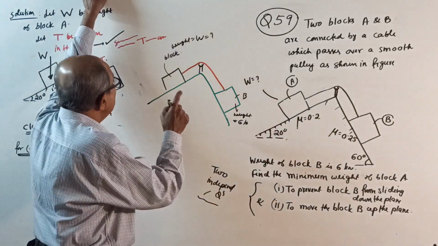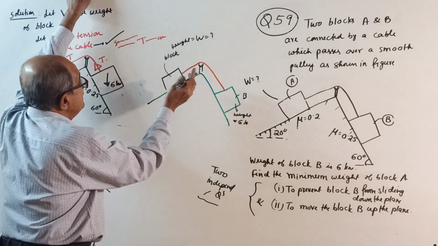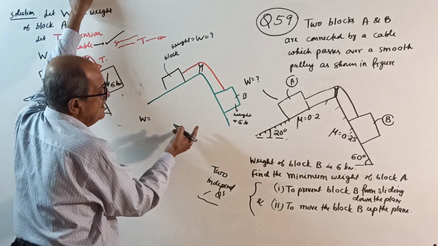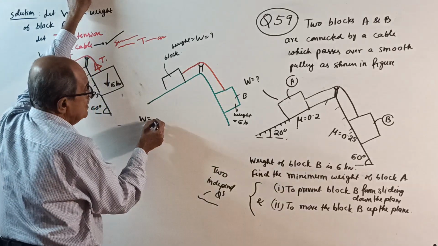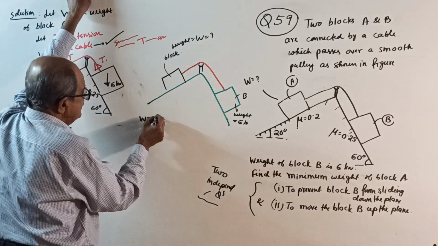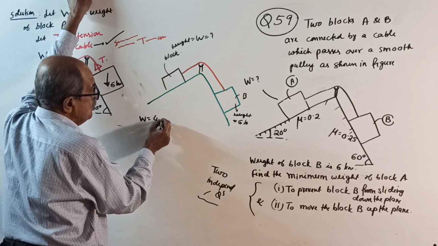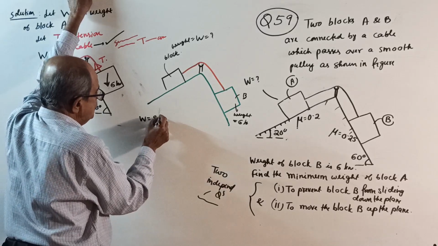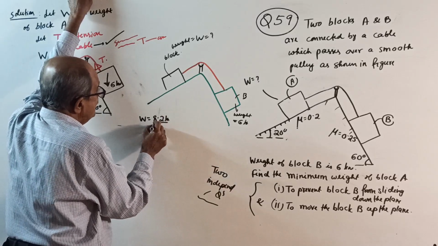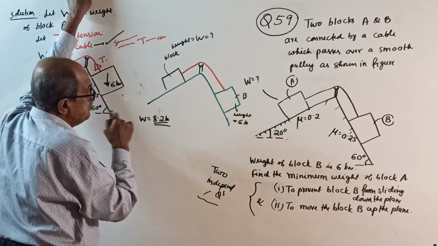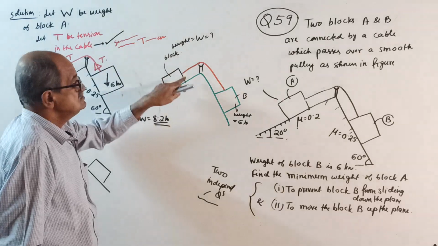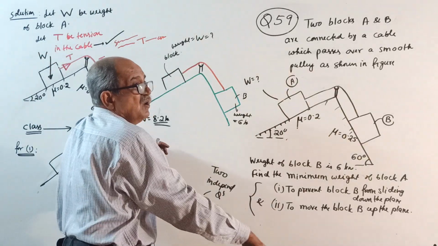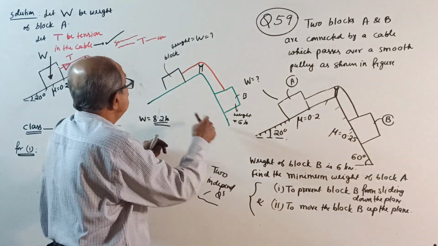Finally, at one particular weight, just randomly I am telling, weight W equal to, for example, some random number, I don't know how much. Say 8.2 kilonewton, just like that. When the weight of this block is 8.2 kilonewton, then that block cannot slide down. It wants to slide down, so this will prevent it.